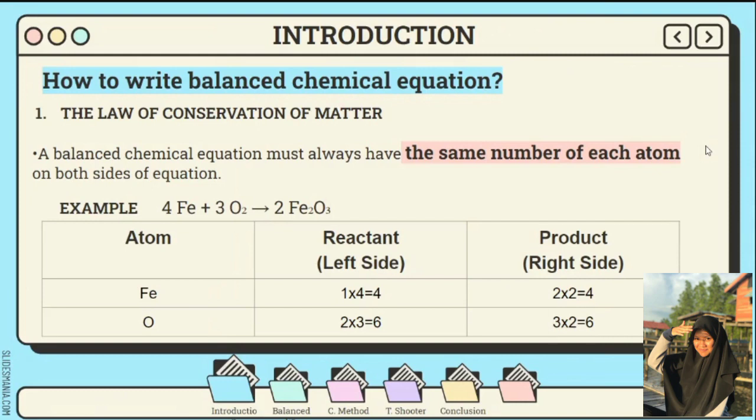Now to fix this on the reactant side, we could put a 3 in front of the O2, so 2 times 3, that would give us 6. And then we have 4 irons on the product side. Just put a coefficient of 4 in front of the iron, so 1 times 4, that will give us 4. Now everything is the same on both sides, so the equation is balanced.